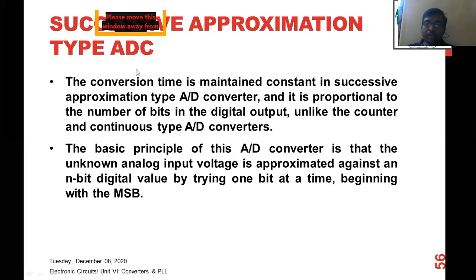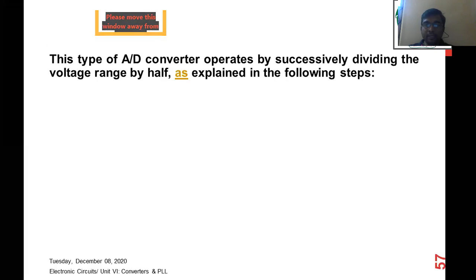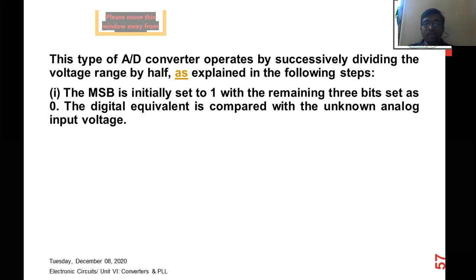The basic principle of the A to D converter is that the unknown analog input voltage is approximated against an n-bit digital value by trying one bit at a time. We have to start with the MSB. To see how conversion is performed in the successive approximation type A to D converter, we use the hit and trial method, which starts from the MSB.